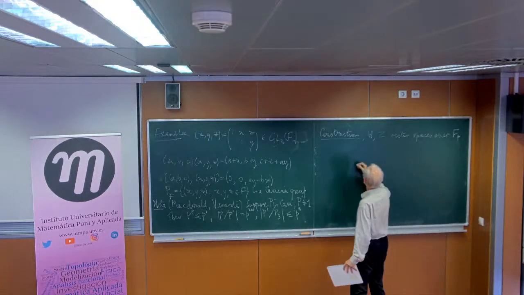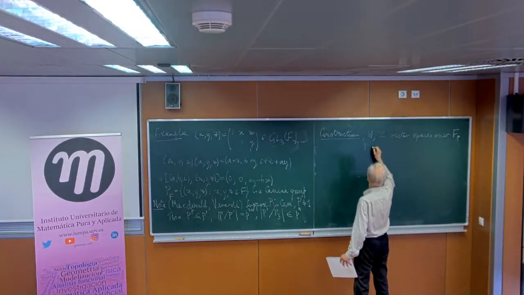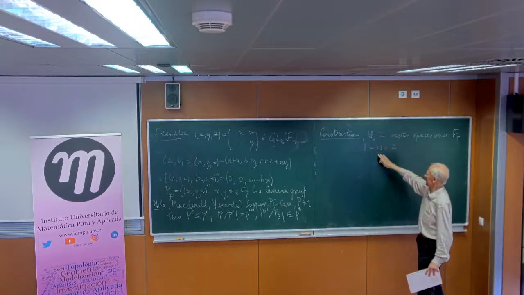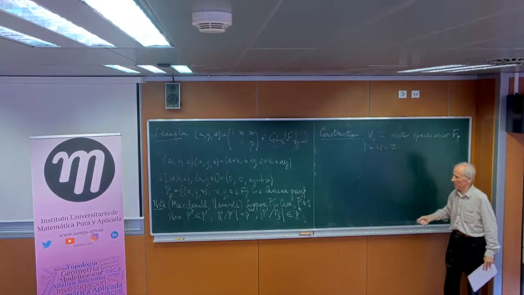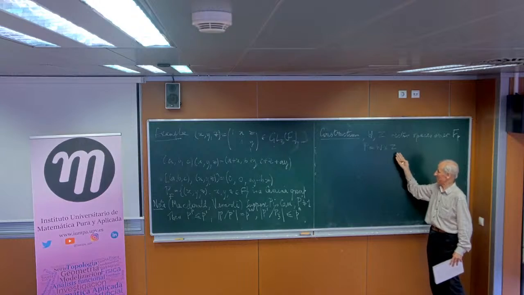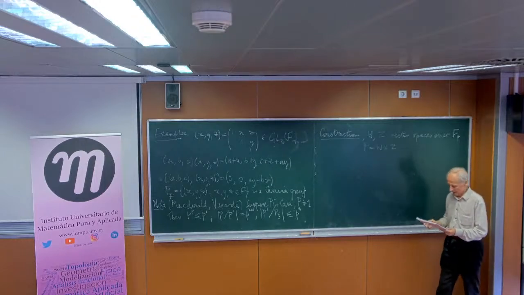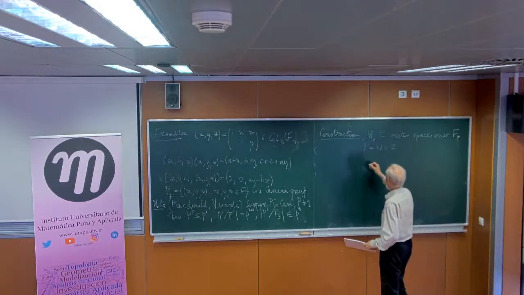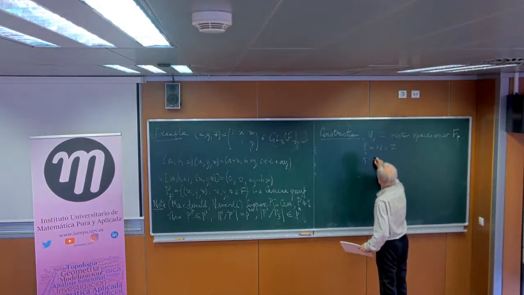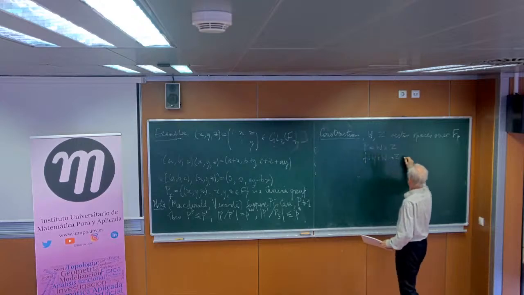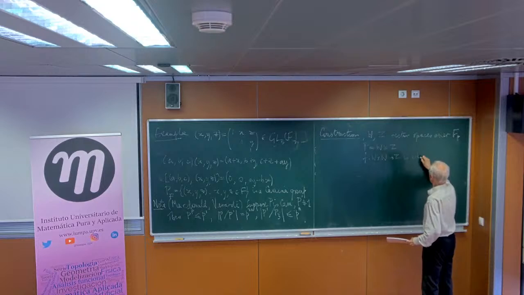So then I form a set P, which is the Cartesian product of W and Z. So it's the set which consists of pairs of elements of W and elements of Z. And I suppose that I have a map from W cross W to Z which is bi-additive.